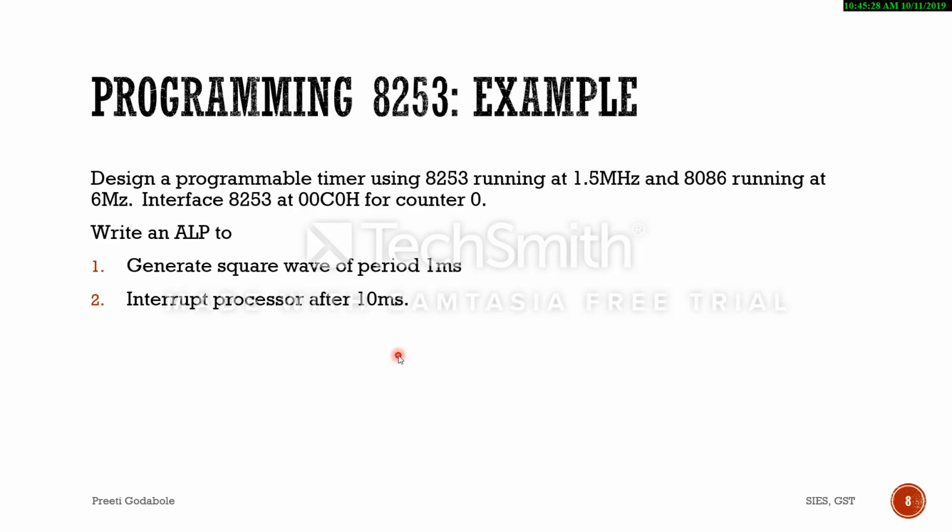Now let's take an example on how to program 8253. The example we are going to consider is: design a programmable timer using 8253, which is running at 1.5 MHz, and 8086 is running at 6 MHz. We want to interface 8253 at an address C0 hex for counter 0. Now we'll have to write the ALP to generate a square wave, and period is given as 1 millisecond, and we need to interrupt the processor after every 10 milliseconds.